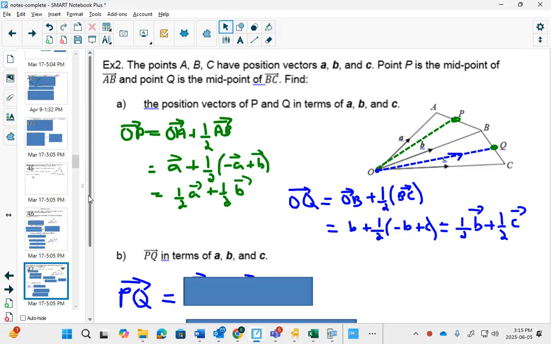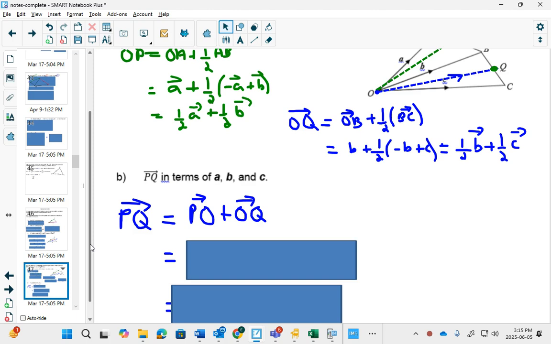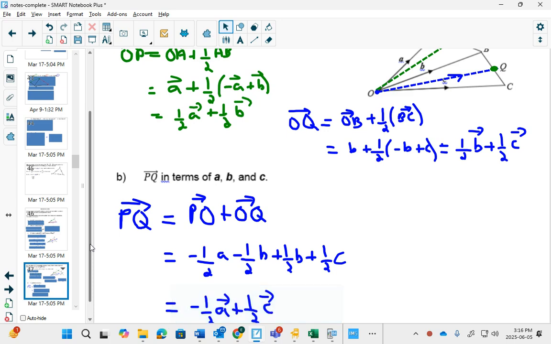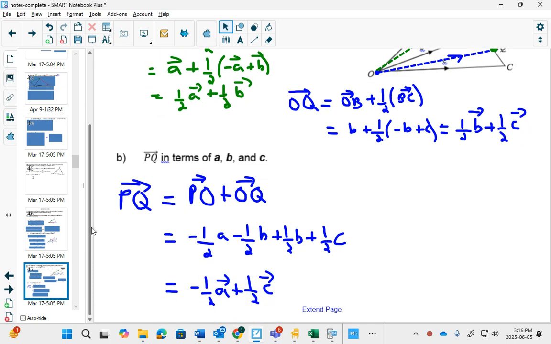Well, since I already know the green dotted line and the blue dotted line, I figured that out in A. Can you see how nicely we go back to O, and then go from O to Q? That's free vectors. So PQ would be PO plus OQ. And then we already know what those are, and we put them together, and apparently we get negative half A plus half C. The B's go away.